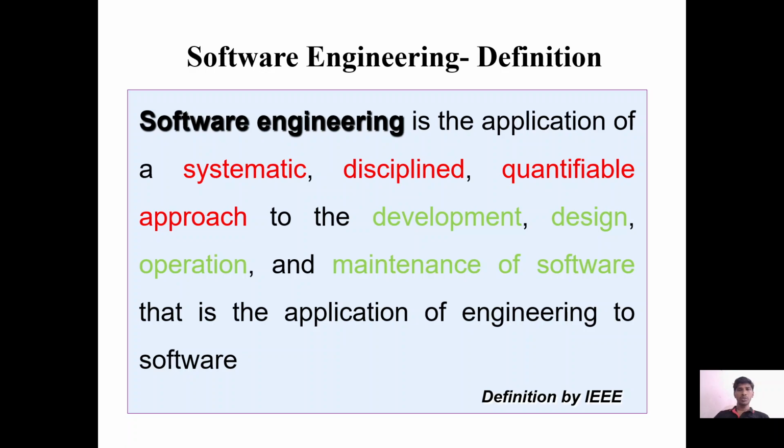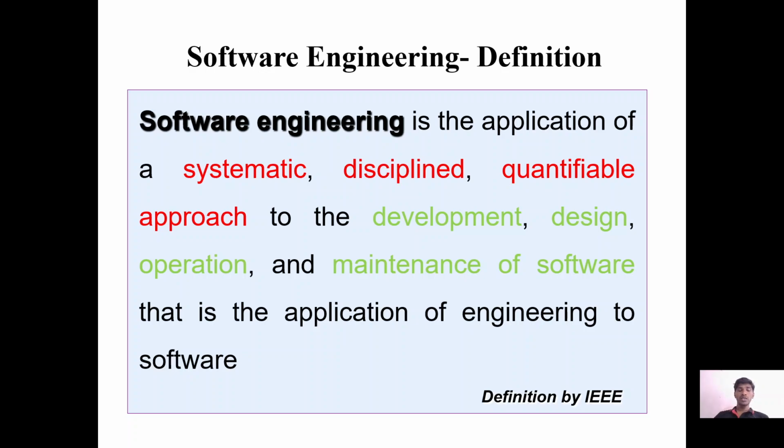According to IEEE, they define software engineering as an application of a systematic, quantifiable and disciplined approach for what? For the development, design, operations and maintenance of software, that is the application of engineering to software. So this is nothing but all the disciplined and quantifiable approaches which are meant in a systematic way for the development of software. Not only the development of software, it also involves the maintenance, design and development.